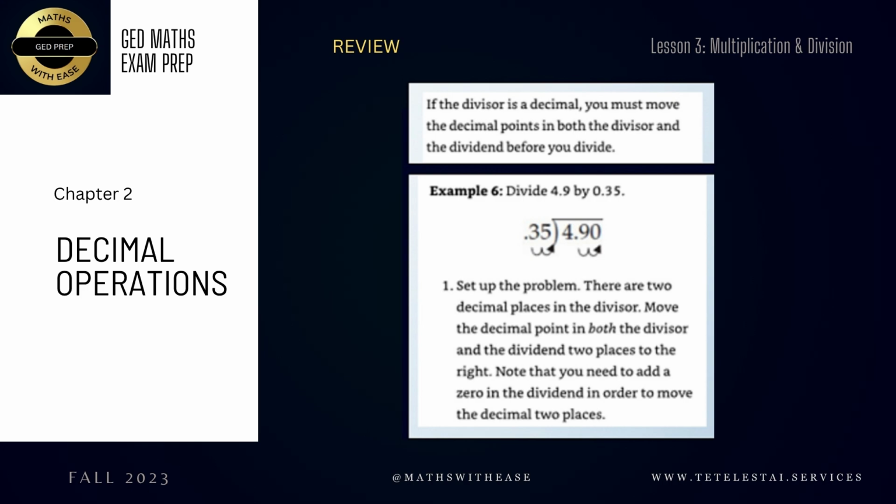Let's see. If you had, let's say, 4.9495, for example, okay, you would still move only exactly 2 decimal places to the right. Why? Because there's only 2 decimal places in your divisor, and your divisor is king. Your divisor always determines how many decimal places you're going to move, okay?